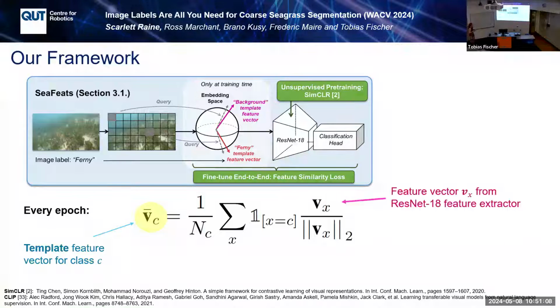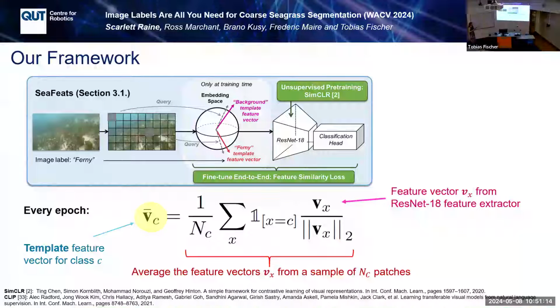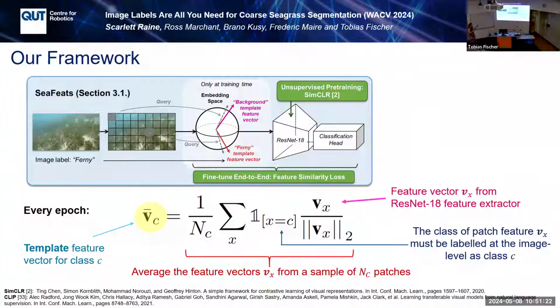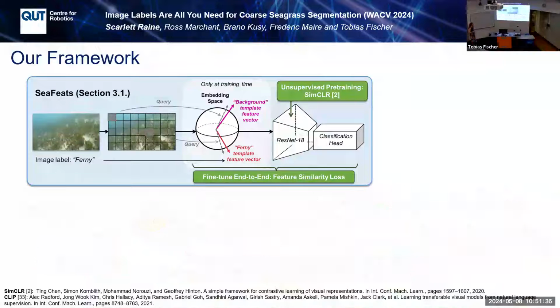How we do this is by taking our feature vectors from our ResNet 18 feature extractor for n patches, and averaging those feature vectors Vx, where each of those patches has been labeled at the image level as the class. So for each class, we're averaging a whole bunch of patches that have been labeled at the image level as that class to obtain what we call the template feature vector.